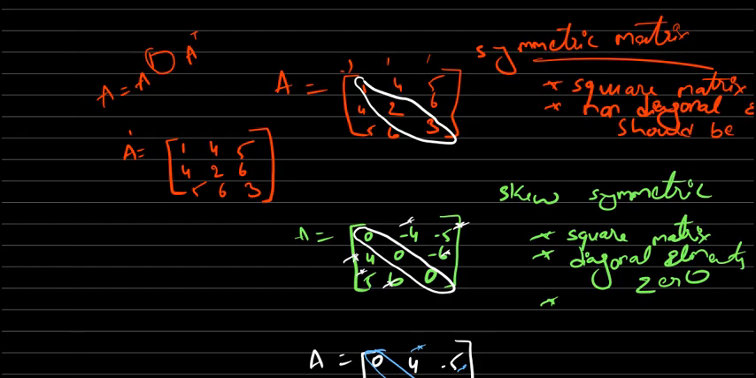You can see this 4, 5, 6. These non-diagonal elements and these non-diagonal elements are both the same. That's why they have written A is equal to A dash. In symmetric matrices, A and A dash are always equal.